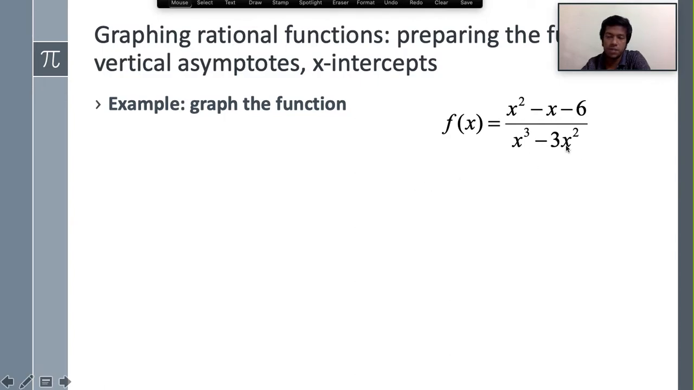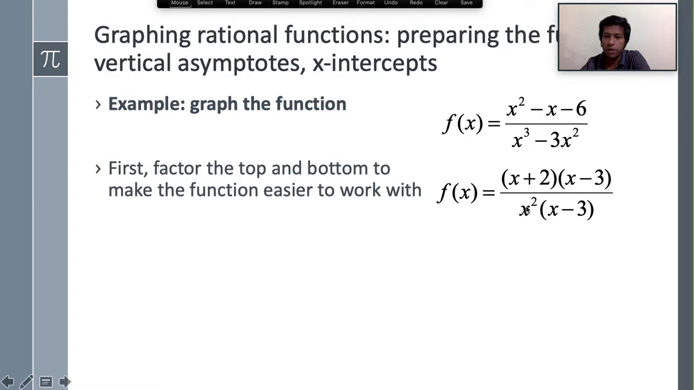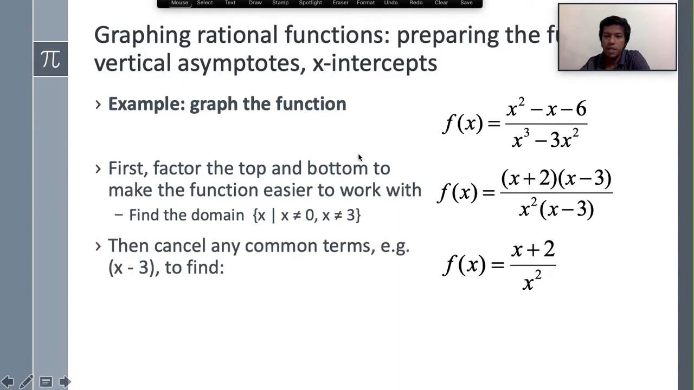So x cube minus 3x square. Then the domain will come from this denominator. Actually, x cannot be 0 and x cannot be equal to plus 3. That is the domain. x cannot be 0, x cannot be 3. Then to find the vertical asymptote, we will have to cancel out, as you know. So we cancel this out, we get this. So the vertical asymptote will be x equals 0.